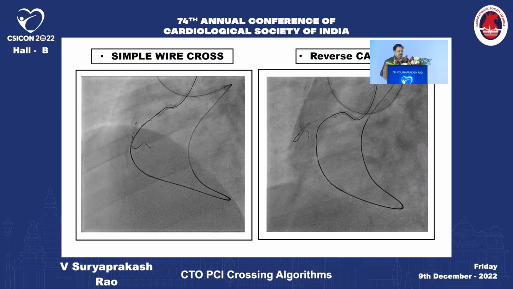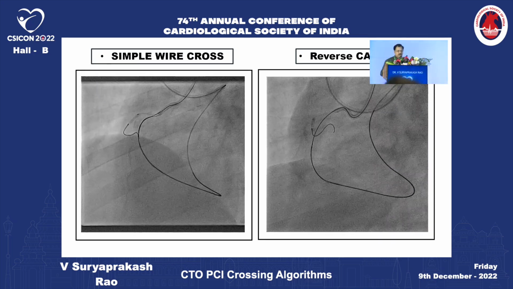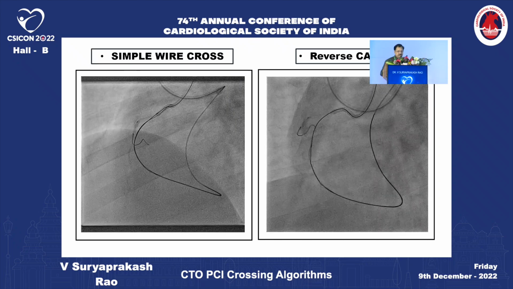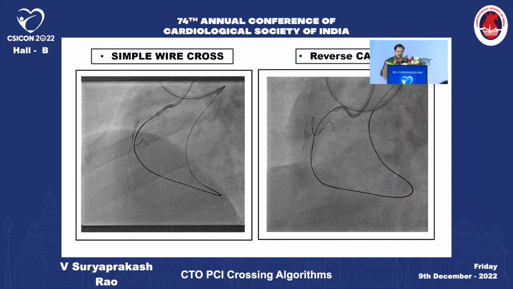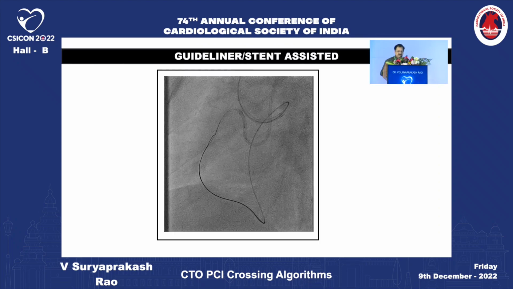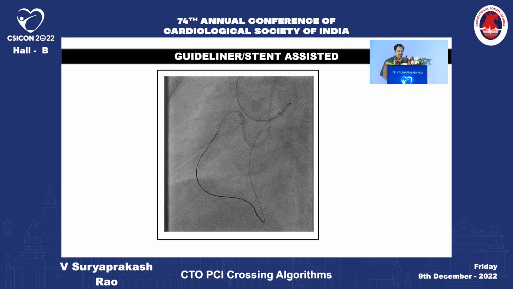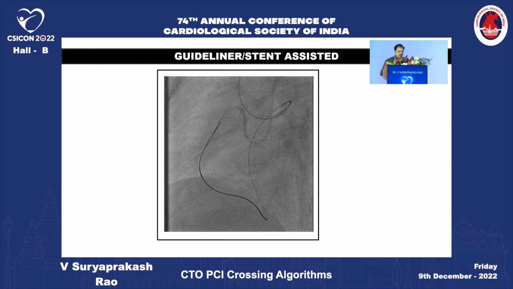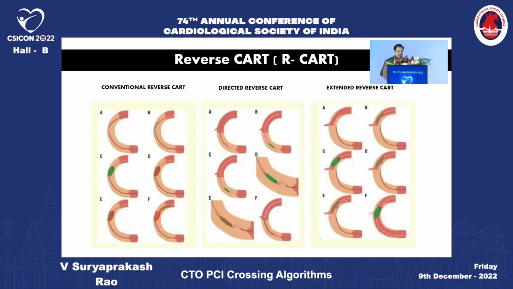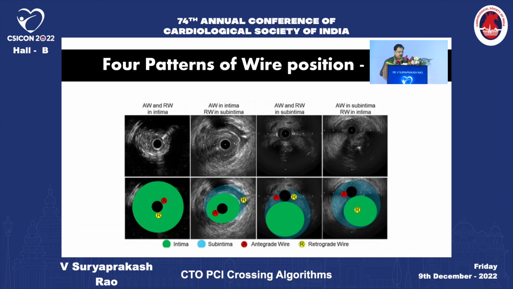A simple wire cross, as I said, is very useful. If you don't find it, reverse CART is a very simple technique. Use low profile balloons for a simple reverse CART, and you can exchange for externalization. Sometimes you have to use a guide liner if you don't want to injure the ostium or the left main. These are different types of reverse CART. I am not going to touch this.